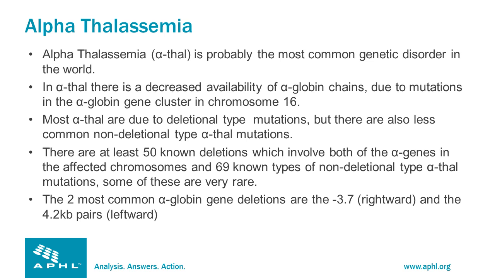There are at least 50 known deletions which involve both of the alpha globin genes in the affected chromosomes, and over 69 known types of non-deletional type alpha thalassemia mutations, but these are in general very rare. The two most common alpha-globin gene deletions are the 3.7 rightward and the 4.2 kilobase pairs leftward. And we can see this better on the next slide.